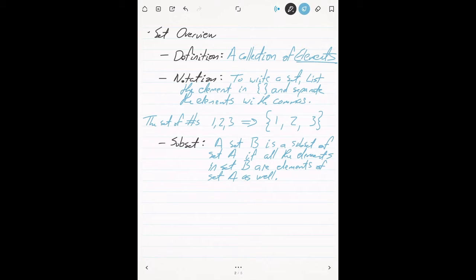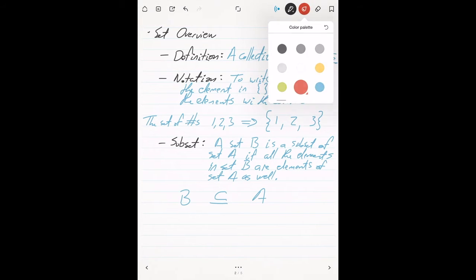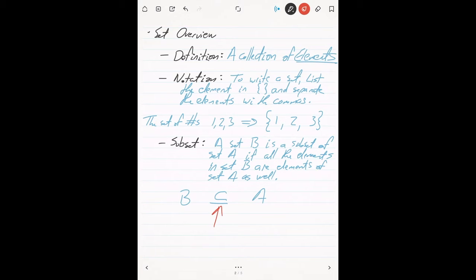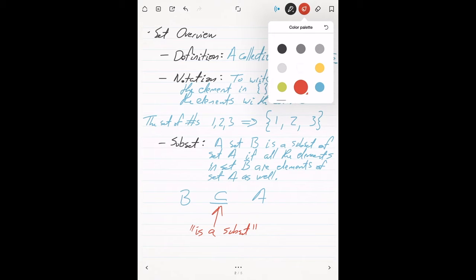What do I mean by this? Well, for something to be a subset, all of the elements of it must also be in another set. Think of a subset as like a subcategory, okay? We can say that B is a subset of A. This is the symbol for subset. That's the notation for it. It basically means it's a sideways U with a line under it. That means is a subset. When we say this, we mean it's a subcategory.